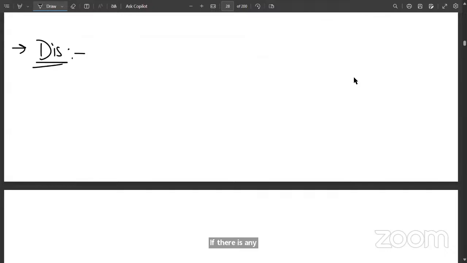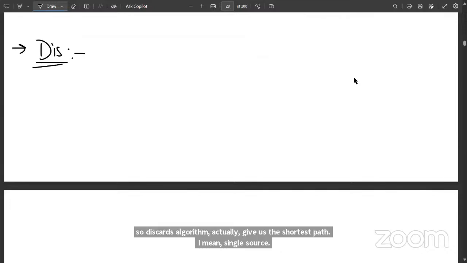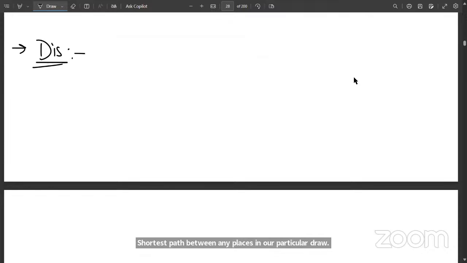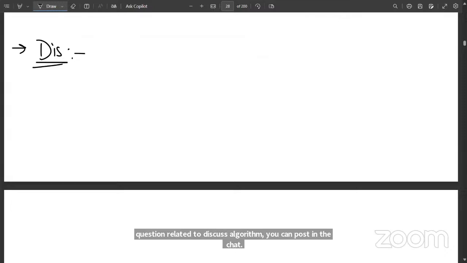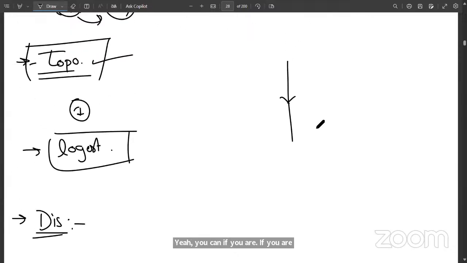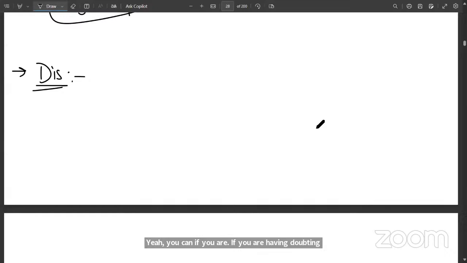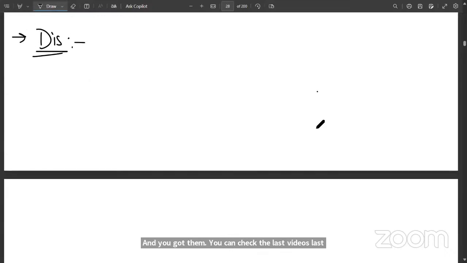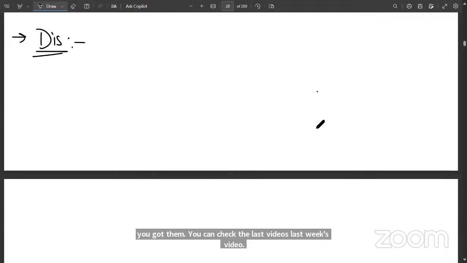Dijkstra's algorithm actually gives us the shortest path, single source shortest path between any two vertices in our particular graph. If you have any questions related to Dijkstra's algorithm, you can post in the chat and we can discuss that. If you are having doubt in topological sorting and longest path algorithm, you can check last week's video. There we discussed these two concepts very well.